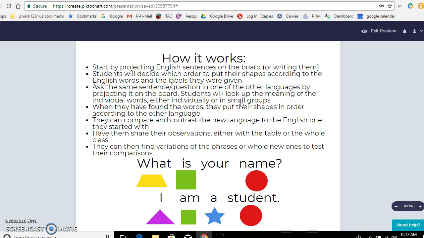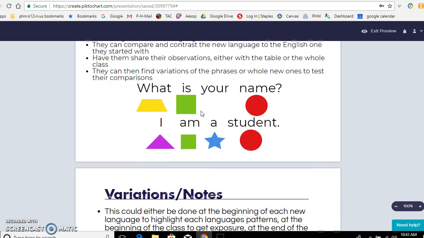So maybe at their tables, they could use a language dictionary, they could use Google Translate, they could use an online dictionary, whatever you would allow them to use to look up each individual word. Once they've looked up the words in the foreign language phrase, then they would start to put their shapes in order according to that language. So I'll just scroll down here and show you an example.